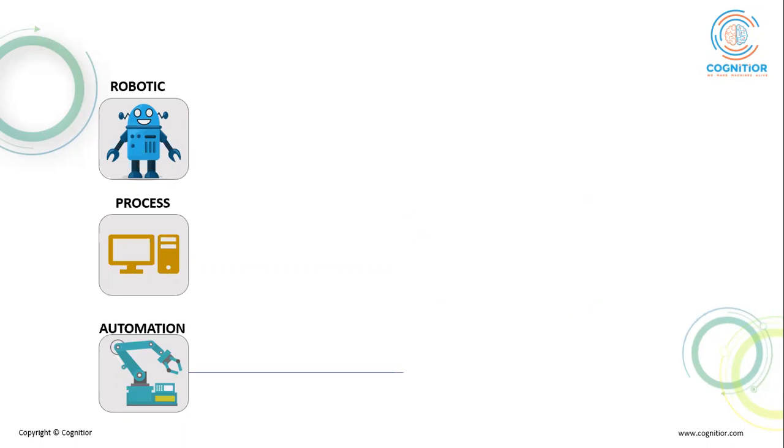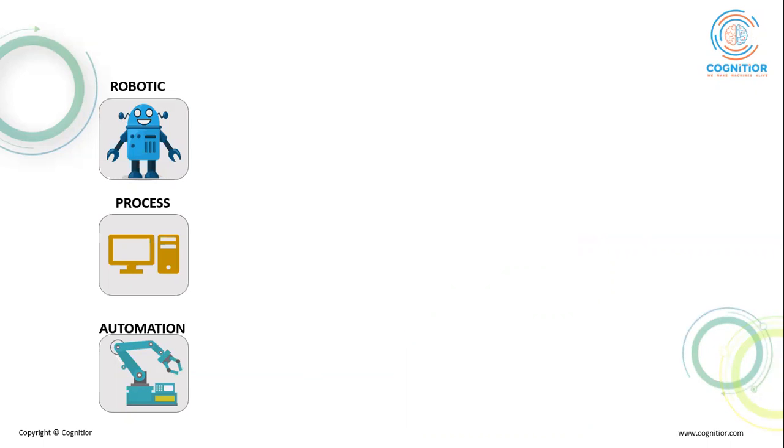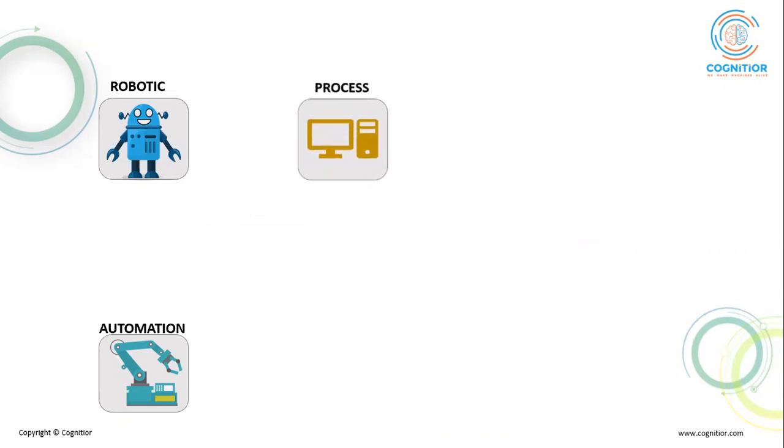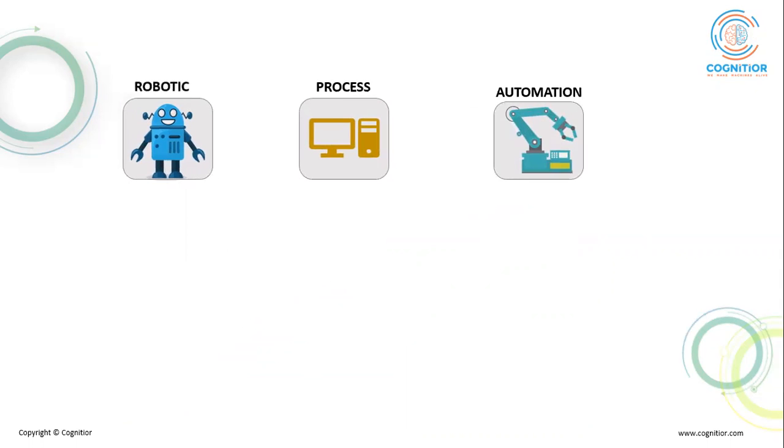Now moving toward automation. Automation is a technology by which execution of tasks is performed with minimal human assistance. So when a task processes automatically without any human workforce, this is said to be automated. So now if we combine these terms together, we will come up with robotic process automation.